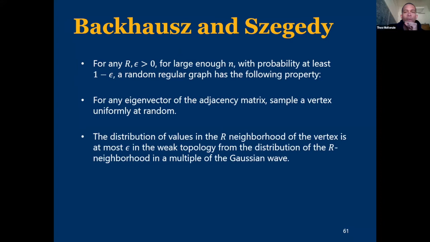What they show is, a lot to say, but with arbitrarily high constant probability, a random regular graph has the following property. If I fix some number R and then look at the R neighborhood of a vertex, then uniformly random sampling a vertex gives me a distribution over R neighborhoods. And what they show is that that distribution is, once again, at most epsilon, so arbitrarily small, close to the distribution that we would get for the Gaussian wave.